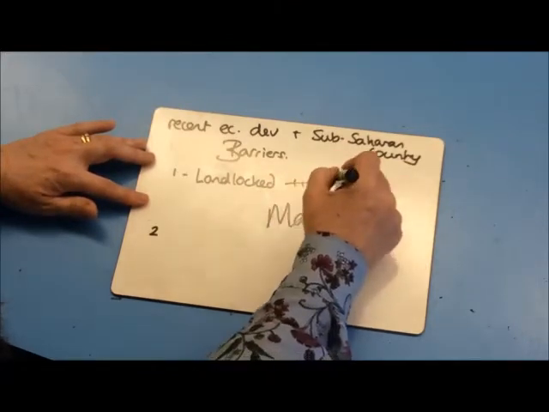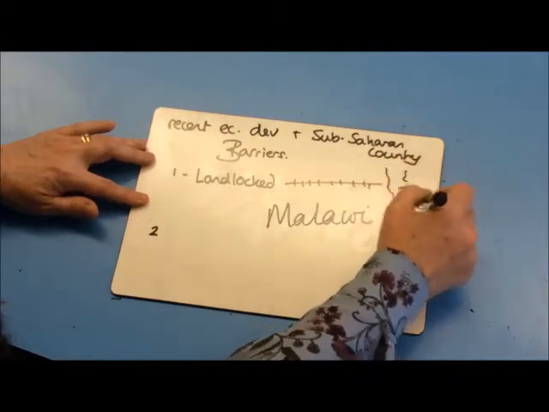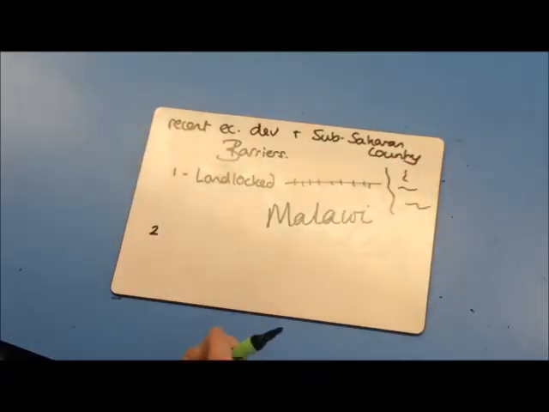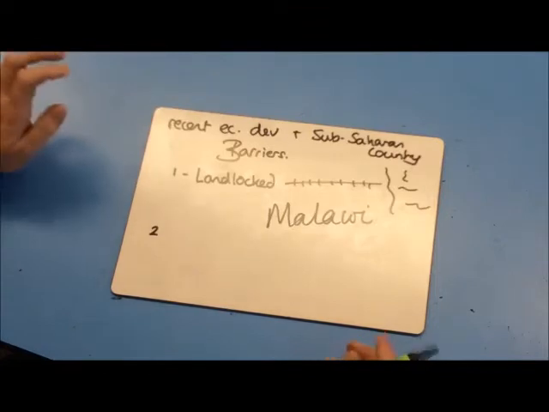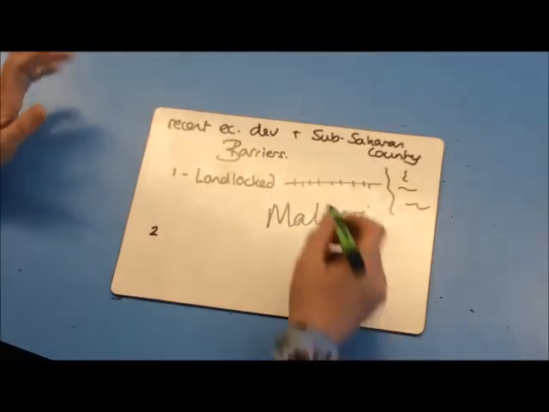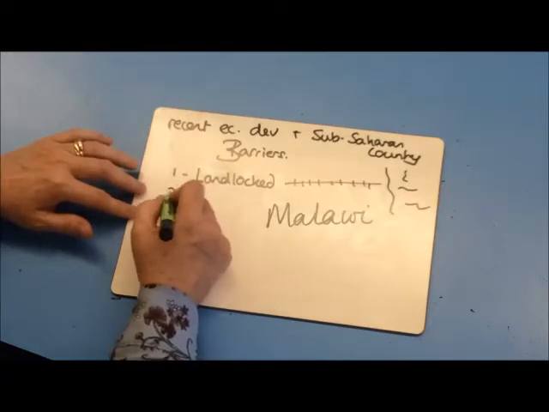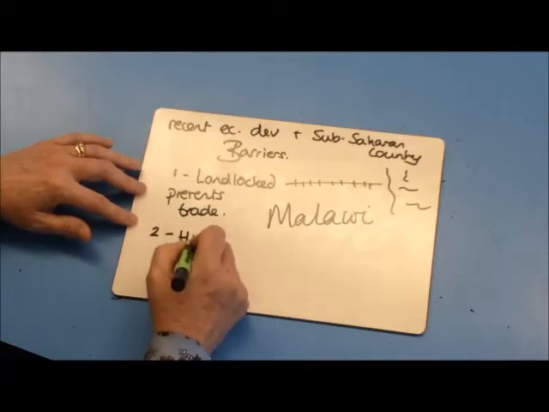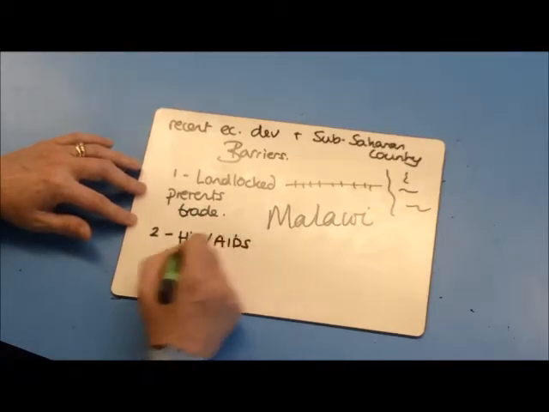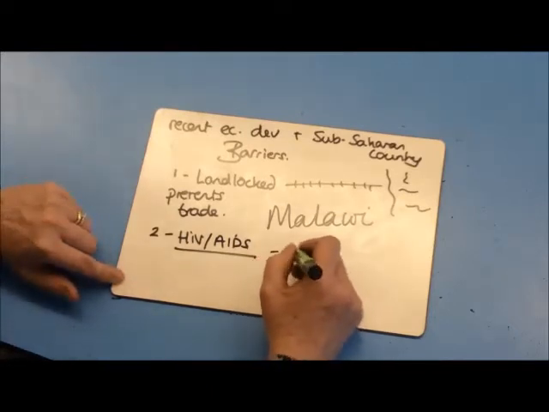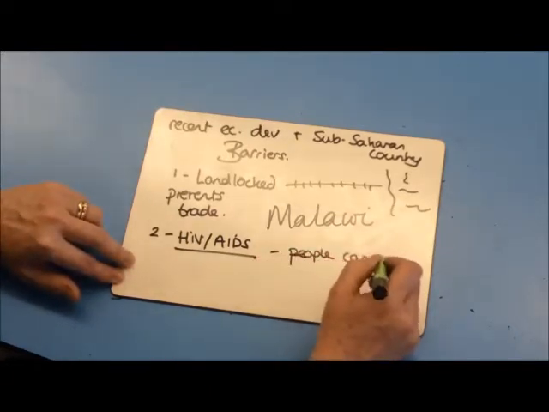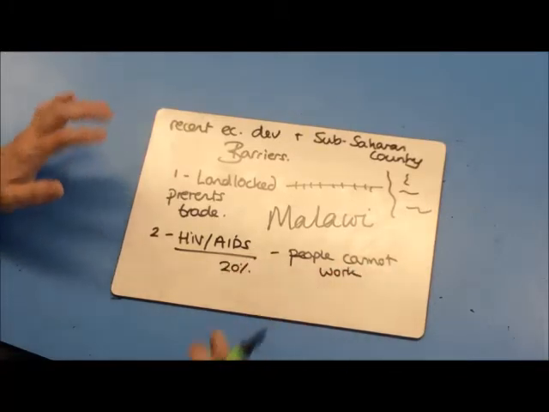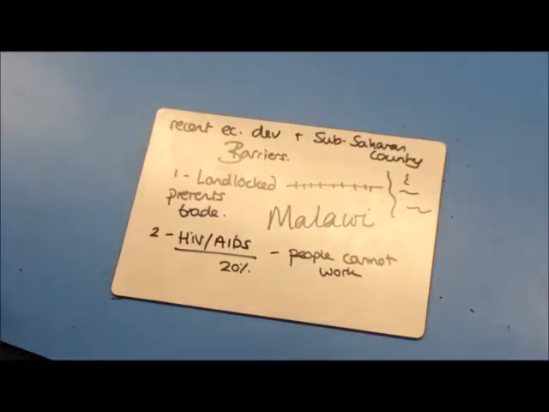So if you're landlocked, you can't get to the coast, so you have to take all your exports via a train line. This is in the case of Malawi, which makes exporting really slow, really expensive, and it is a barrier to development. You might have to cross through another country. So it makes trade very difficult. The other one is the impact of disease, in this case HIV and AIDS, and this means people cannot work. In the case of Malawi, 20% of adults are HIV positive, so that is a large proportion of your active population that cannot work.